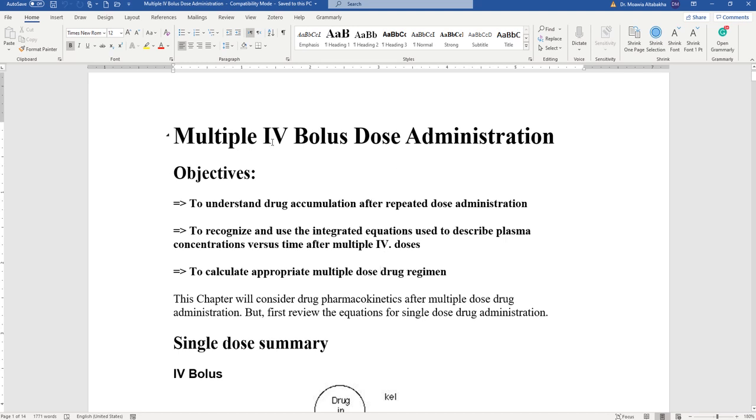Of course, the assumptions here again are that we have a one compartment model. The second assumption is that elimination is first order. Since we are talking about IV administration, it means all of the drug is entering the system, so F equals 1.